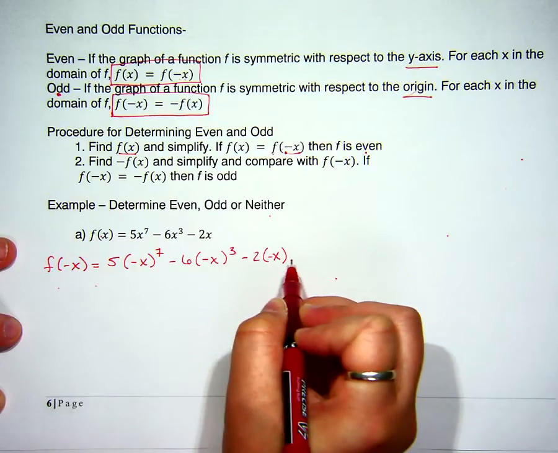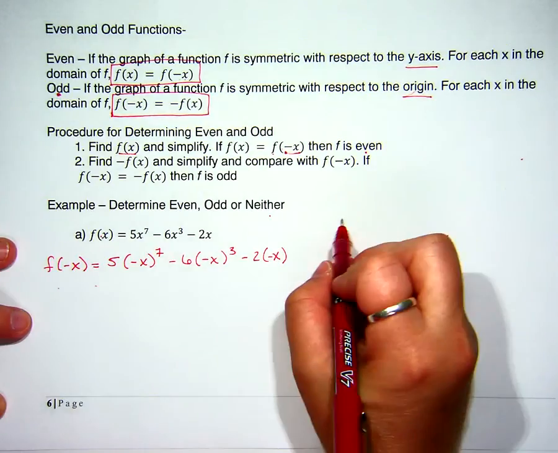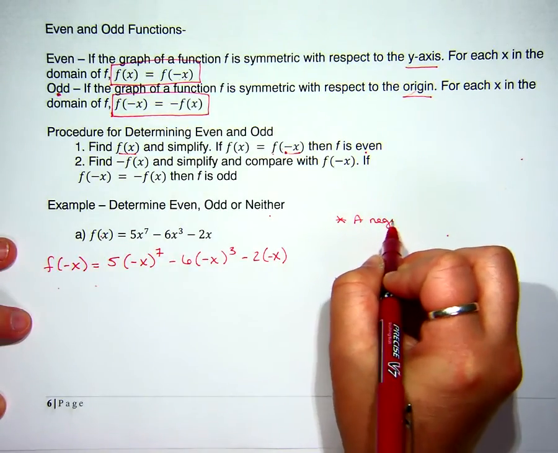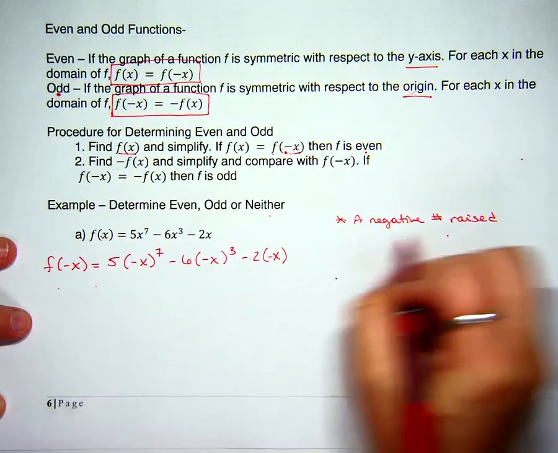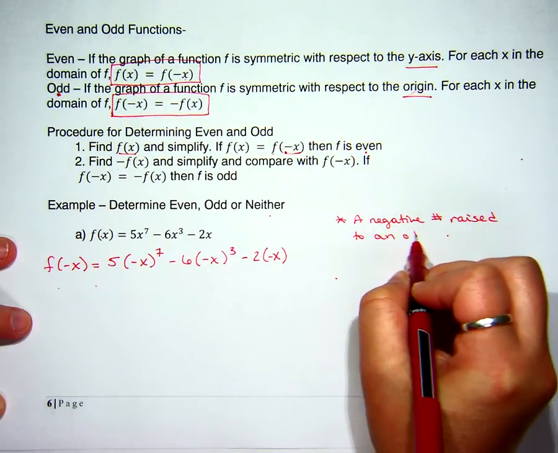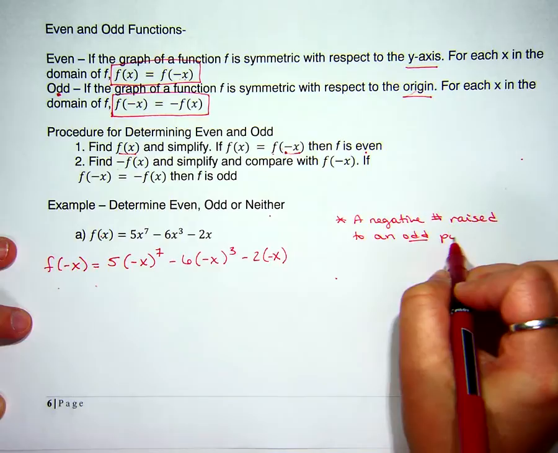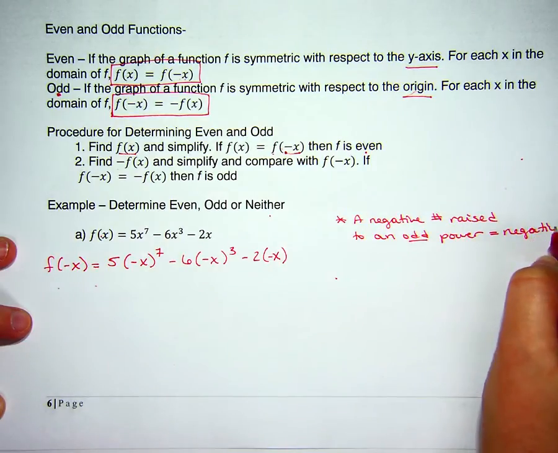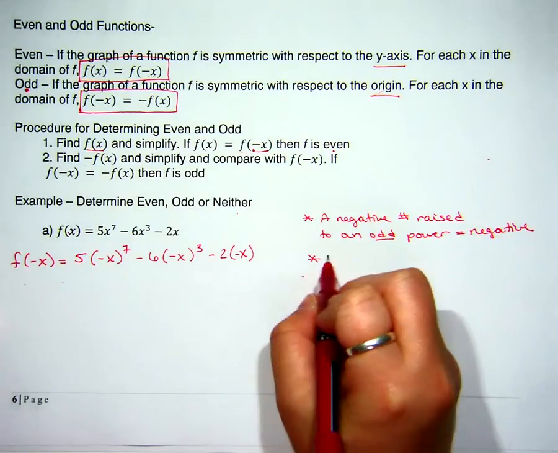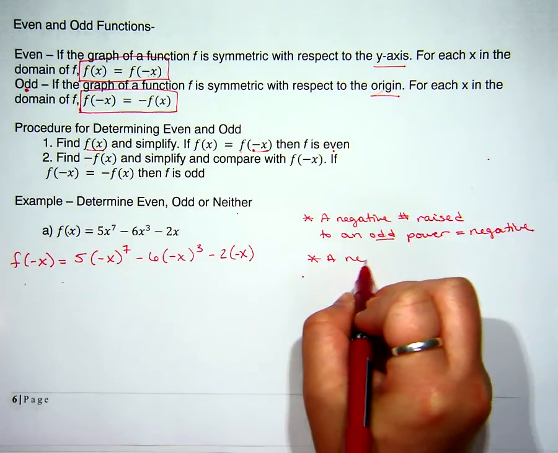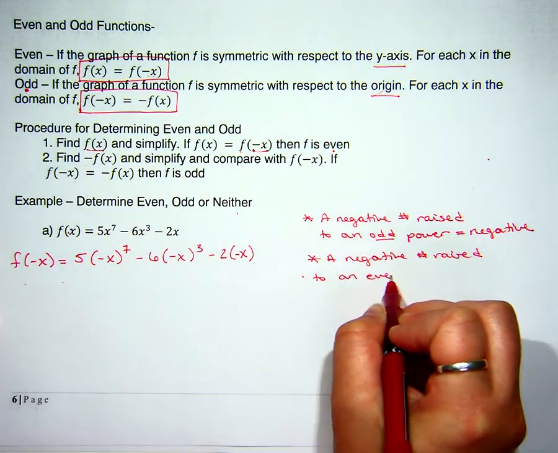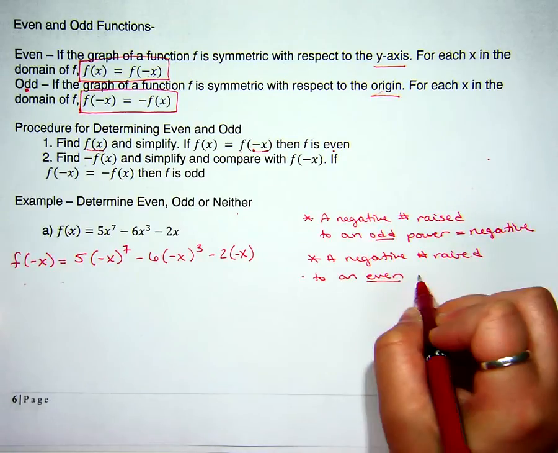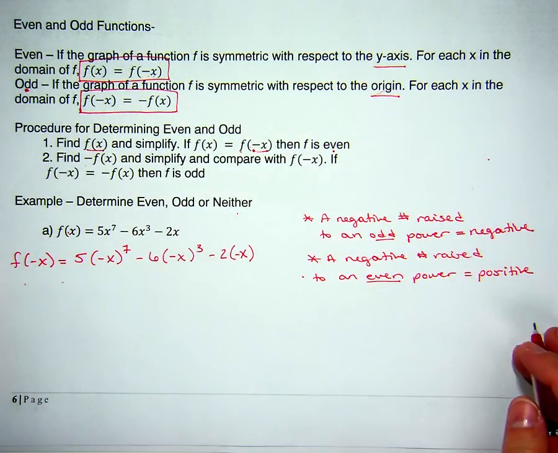Okay? Now evaluate. One thing to remember is that a negative number raised to an odd power is negative, and a negative number raised to an even power is positive. This will help you with evaluating these functions.